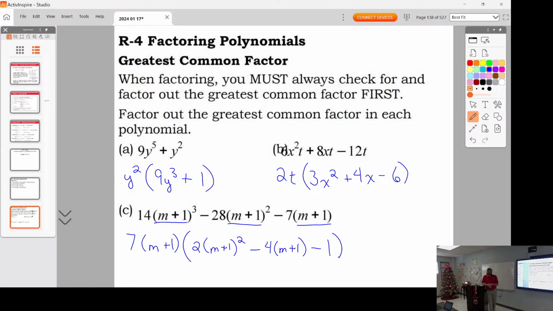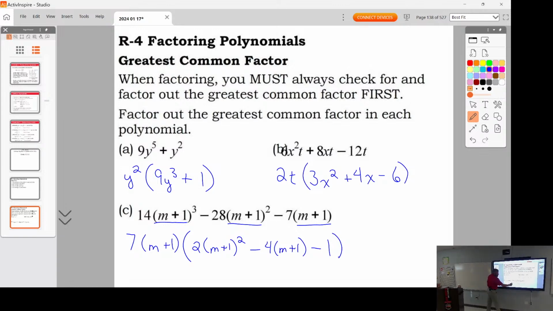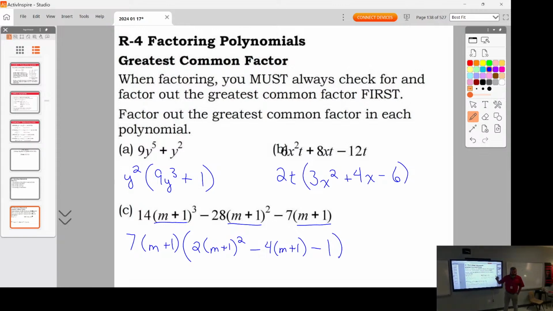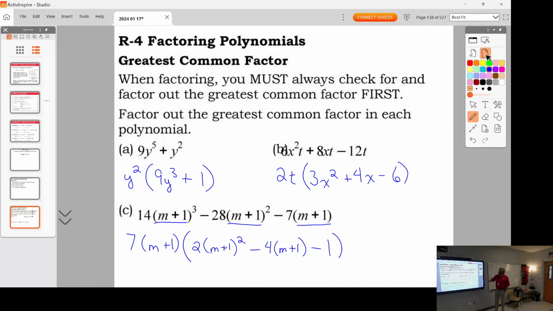Any thoughts on this one? And if you don't like all the parentheses, if you wanted to, you could change this set of parentheses to brackets. That means the same thing, right? We're experts on GCFs anyway, right?